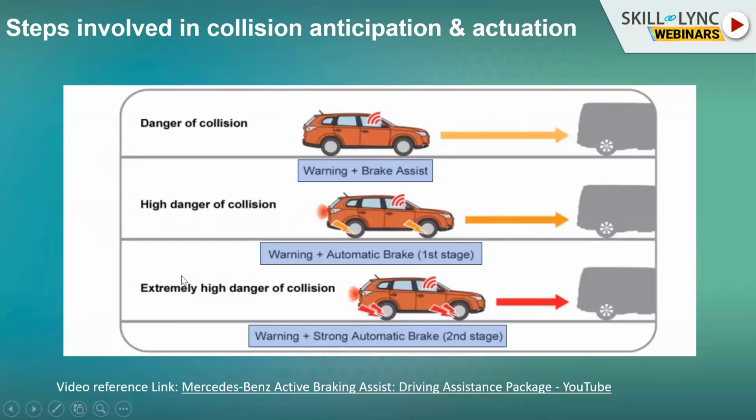Post this stage, when there is an extremely high danger of collision, like now my vehicle has moved very close to the traffic vehicle and there are high risks of collision. This is the second stage, which is an extremely high danger of collision. At this point of time, there will be both warning plus strong automatic brakes. These brakes will be applied very harshly to make the vehicle stop while maintaining a safety distance with the vehicle in front.